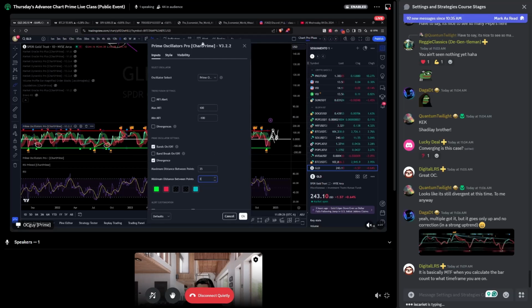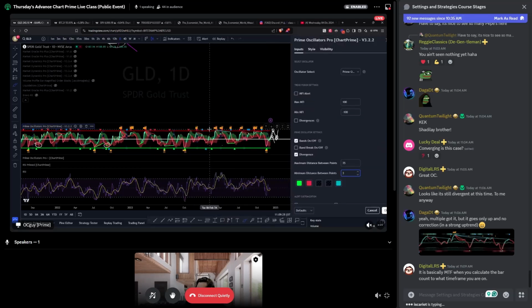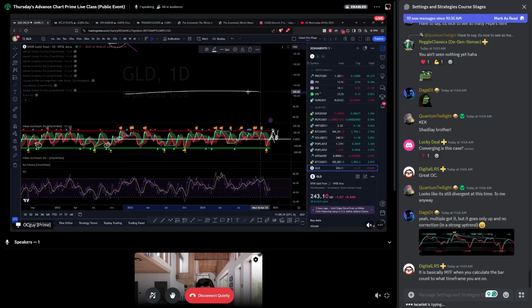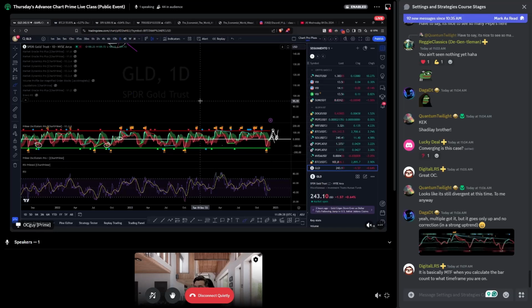So you can adjust the size of the divergence to match your style, right? So how do you match your style? Well, this is something that I cannot do for you, because I cannot be in your brain and see or feel exactly what you want to see. So this is completely up to you.